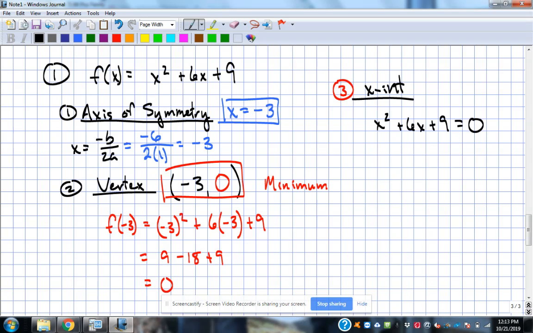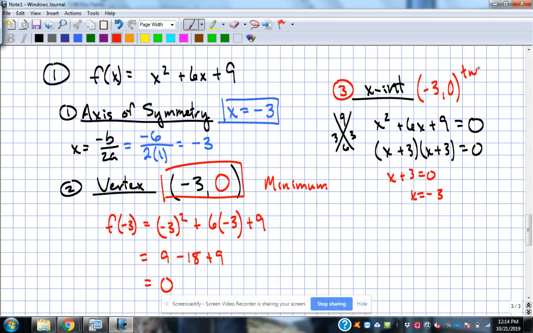I'm looking at that and I'm thinking multiply to be 9, add to be 6. Factoring would be easy because I can get those numbers real quick. 9, 6 would be 3 and 3, right? So we'd have x plus 3 times x plus 3. So we got a repeated solution here. X plus 3 equals 0, is at -3. So our x-intercept is at -3, 0, and technically it's there twice. It's a repeated solution to that.